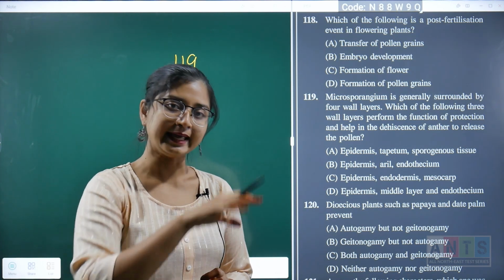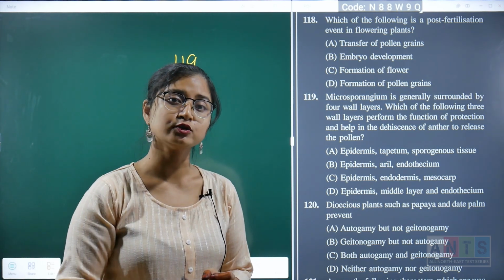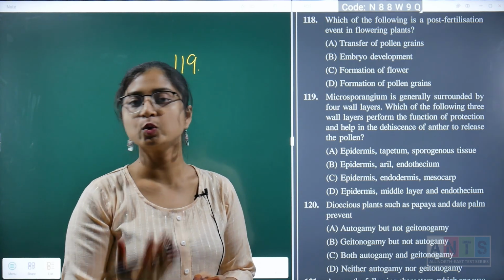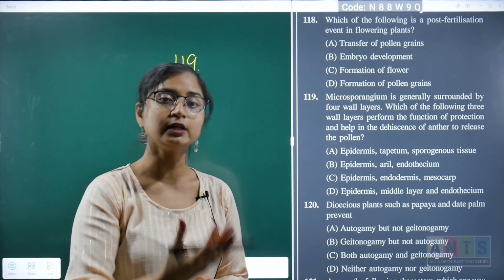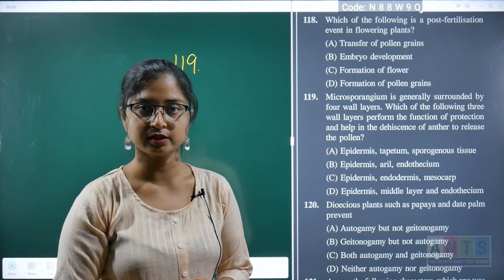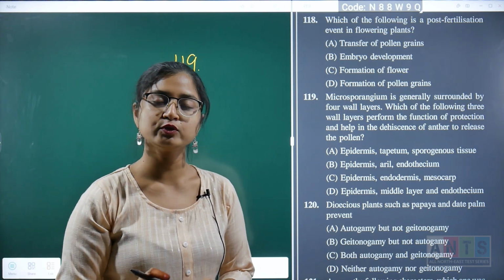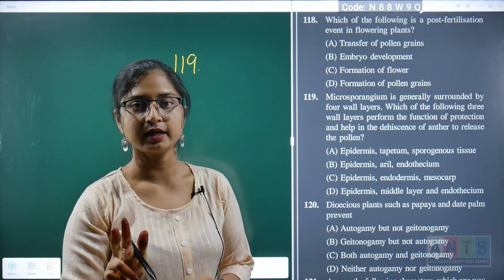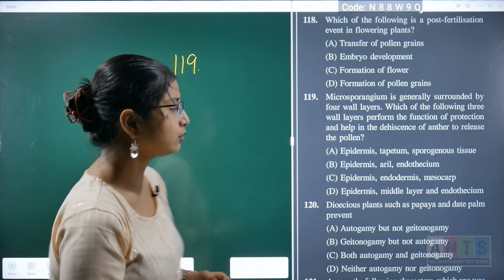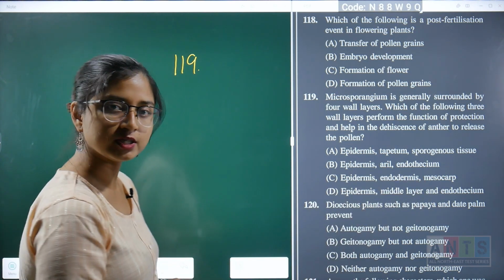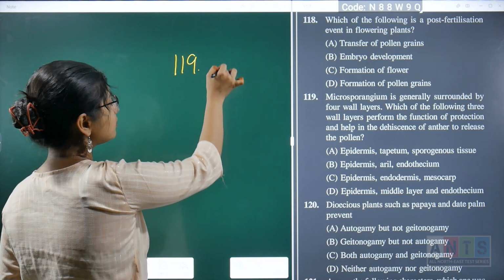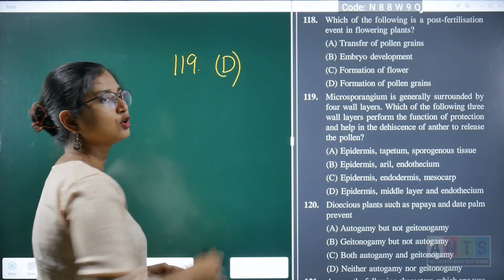On the other hand, एकदम center में जो tissue आ रहा है, that is the sporogenous tissue, and what we know about sporogenous tissue is that cells of the sporogenous tissue later mature into the pollen mother cell. Protection and dehiscence के point of view say epidermis, endothecium and middle layers, they seem to be playing a role. So epidermis, middle layer and endothecium. Option D seems to be correct. So question number 119, the correct answer is option D.